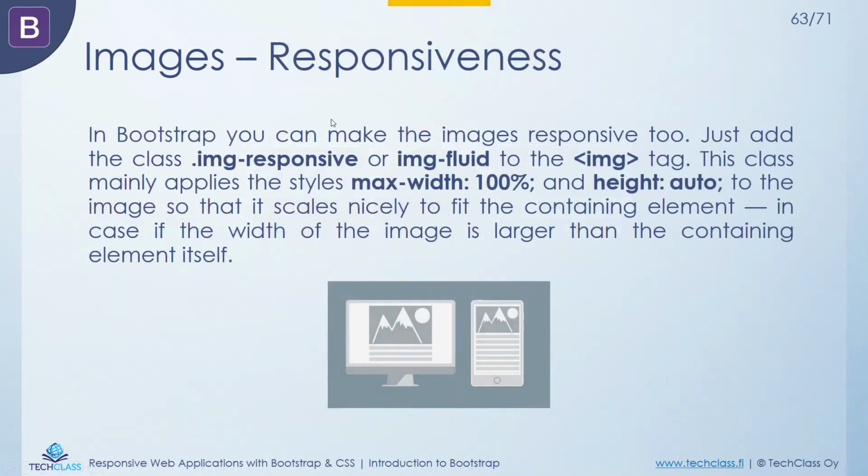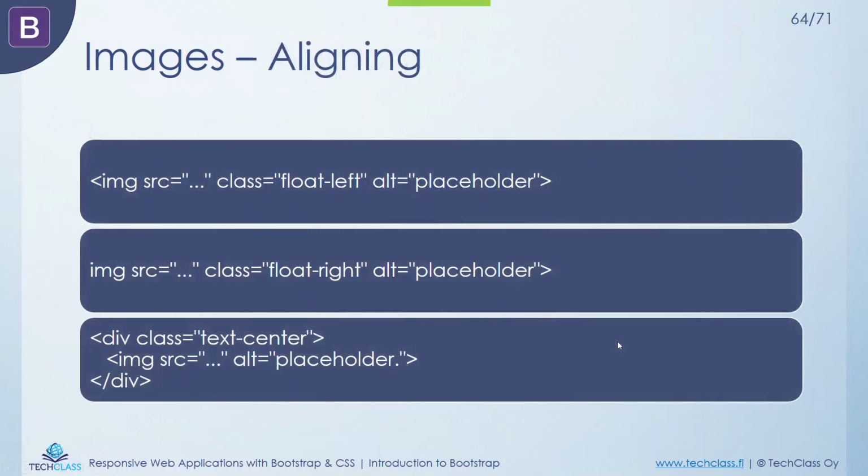And here are also classes that you can use to make an image responsive, and what it does is adding these two different properties to your image. And for aligning an image, all you need to do is use these classes. So if you want to put it on the left, then float left, right, float right, but we don't have float center. All you need to do is put your image inside of one div tag and then have this text dash center. So whatever you place inside here, then they all get placed in the center.